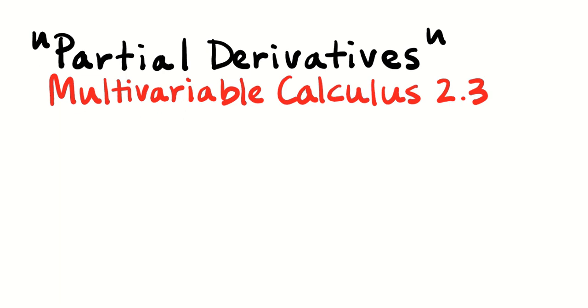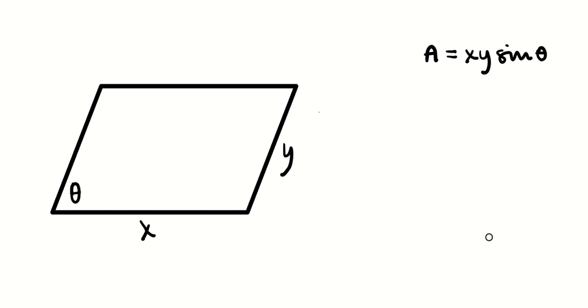In this video, we're going to be talking about some partial derivatives. And just to give you an idea of what we're going to be looking at in this lesson, think about the area of a parallelogram. The area of the parallelogram is going to depend on the horizontal length, the other side length, and the measure of the angle in between them. It depends on x, y, and theta.